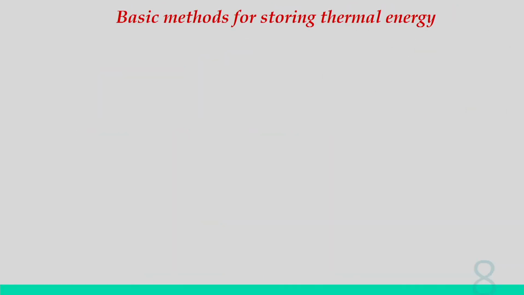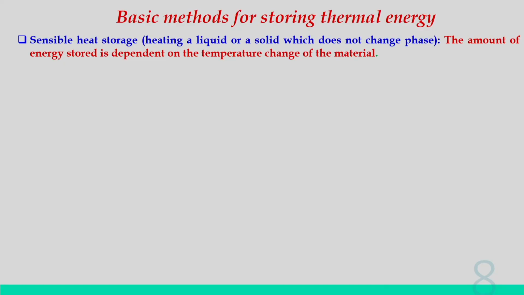Okay. So, now let us study the basic methods for storing thermal energy. So, what are the different methods, as you can understand now? We have sensible heat storage, then latent heat storage and thermochemical storage. For sensible heat storage, there is no phase change, okay, only temperature rise. Okay. The amount of energy stored is dependent on the temperature change of the material, right.